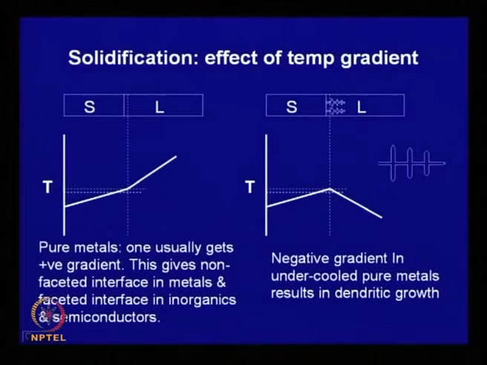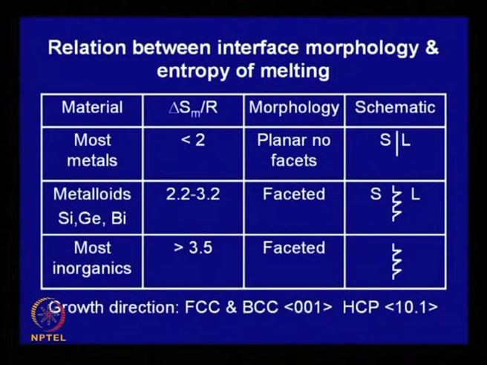So this type of shape of the primary crystal is also possible, and all this is determined by the thermodynamic characteristic of the material, and there are certain correlations people have found out. Looking at the thermodynamic database, there is some correlation with entropy change, entropy over R, which is a dimensionless number. For most metals it is less than 2, and in this case you get a planar interface between solid and liquid, which is represented schematically. Some metalloids like silicon, germanium, bismuth, and certain other materials in this range get a faceted structure, and for most inorganics this is much higher, and there you invariably get this kind of faceted structure.